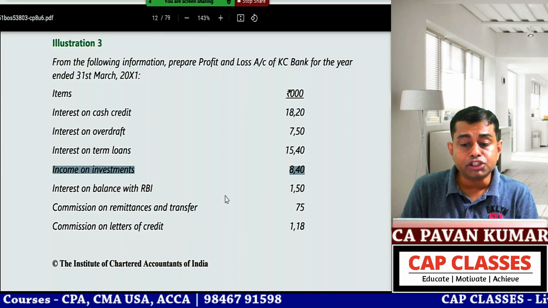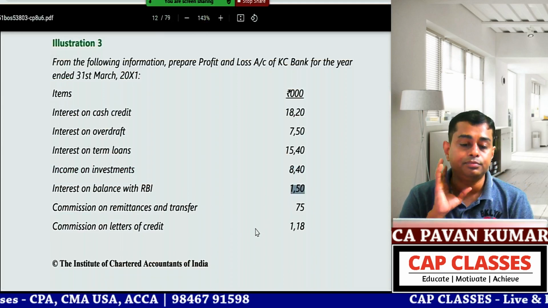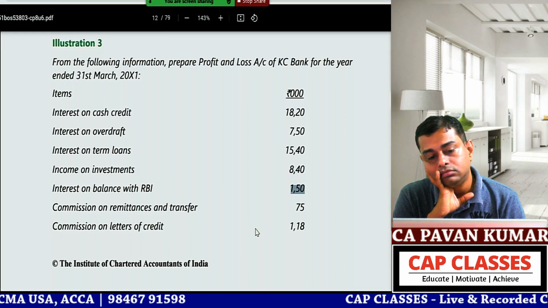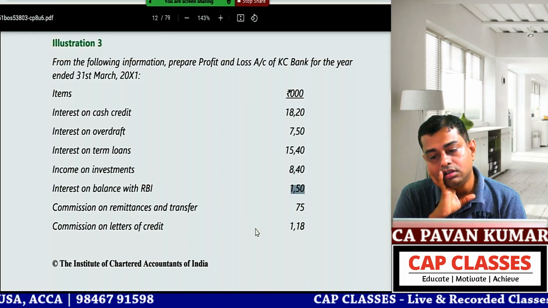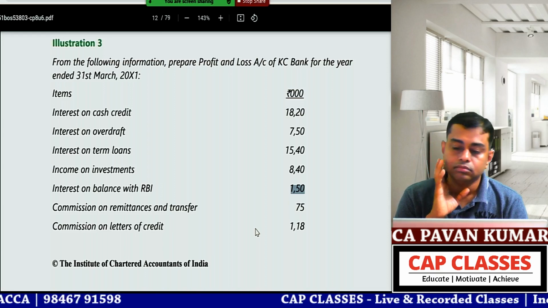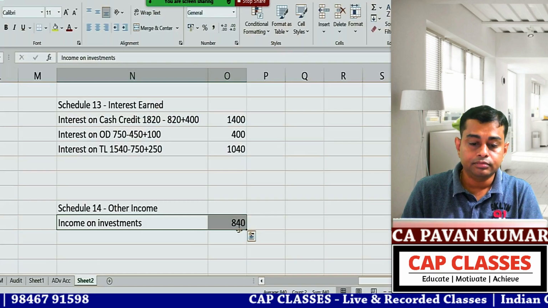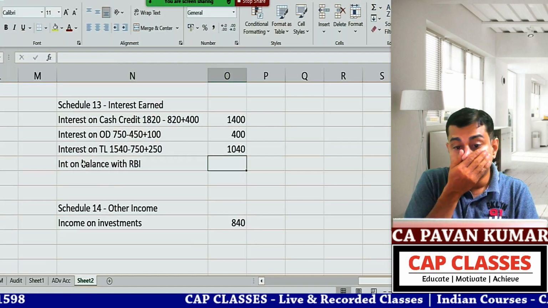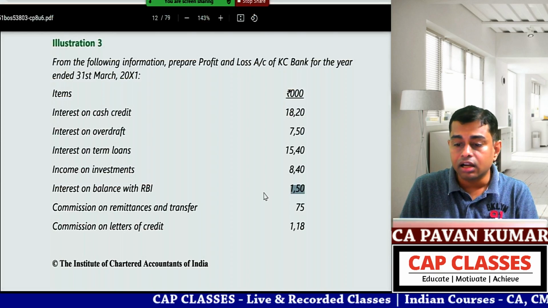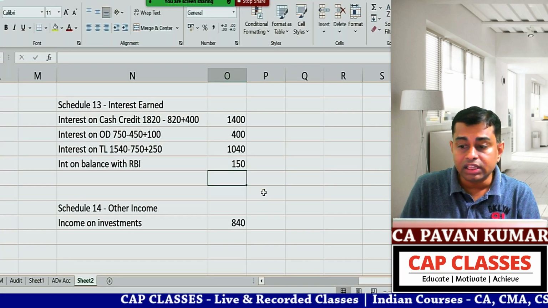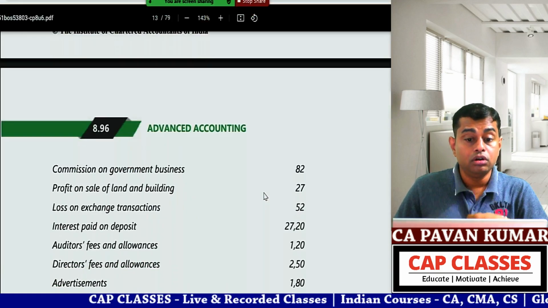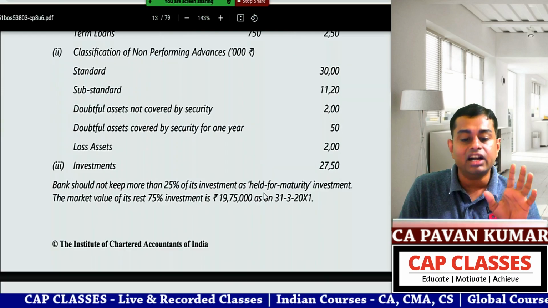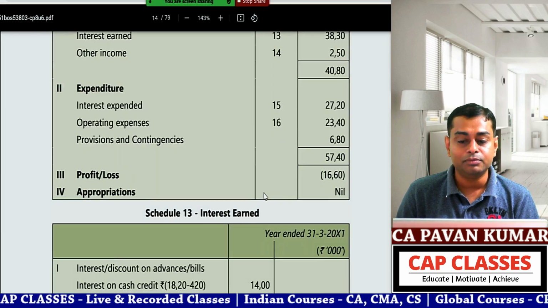Okay, next, interest on balance with RBI 150. Where should I take it? Interest earned, sir. 13 or 14? 13. People are saying 14. Interest earned 150 should be shown in 13 only, but everybody is saying 14. With confidence they are telling 14. I have to see the answer, but it will be 13 only.